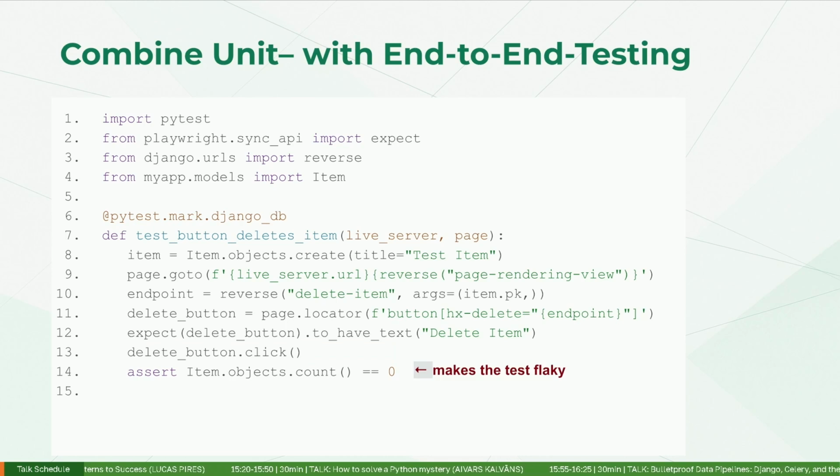We expect that this deletes the item from the database. But our test sometimes fails here, and the reason is similar to the previous slide. During the assertion, the browser and the Django server might not be able to update the database. Now, you might be tempted to add a sleep statement before the assertion, but this is not a good idea. Either your test delay is too short, making the test flaky again, or it's too long, making the test slow.